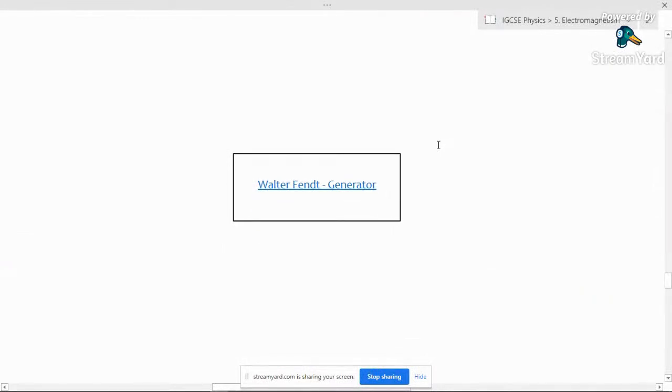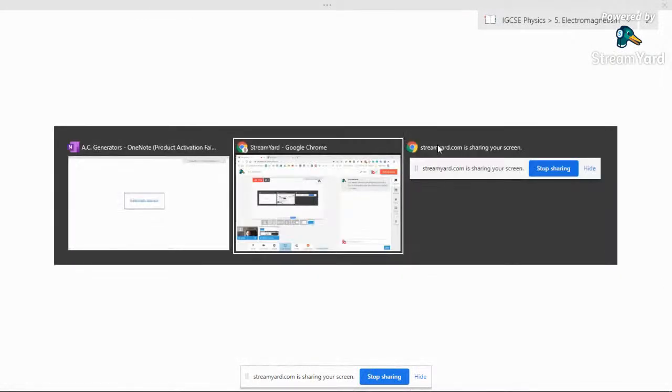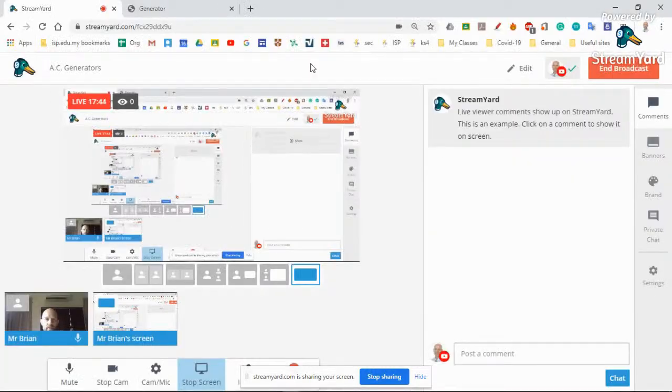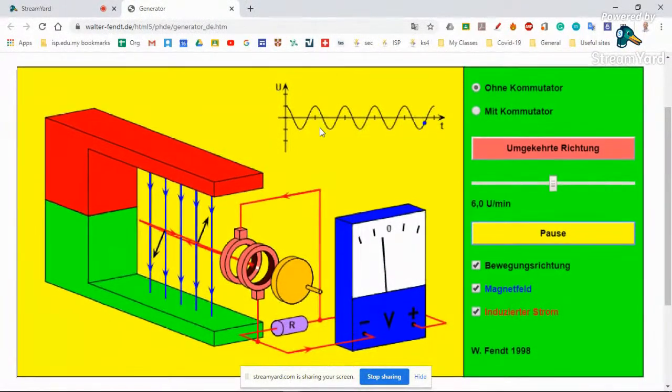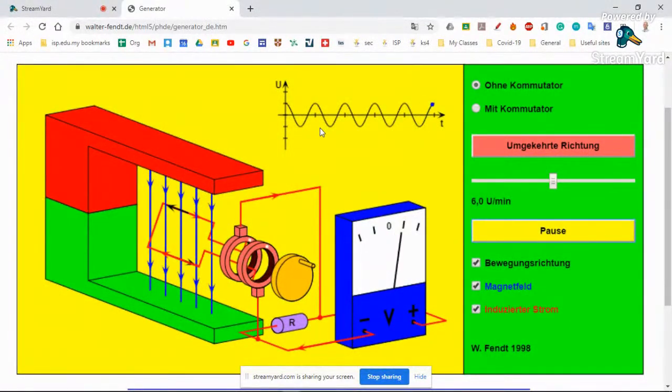Okay, let's take a look at a quick animation of what is going on here. So here is an AC generator. And you can see, as this generator is spinning around, let's just pause it, let's say right about here. Let's focus at the top part.